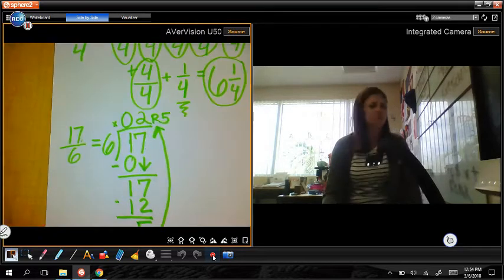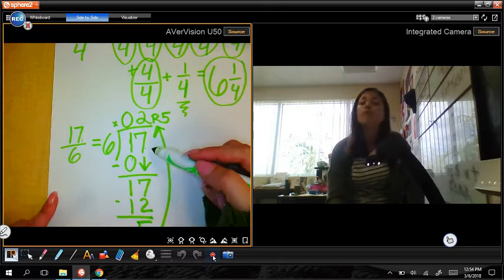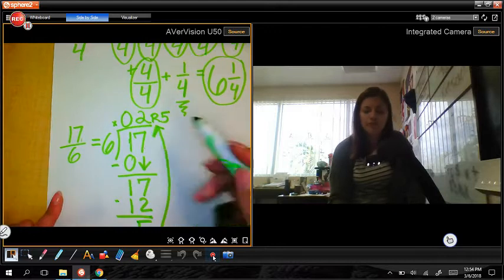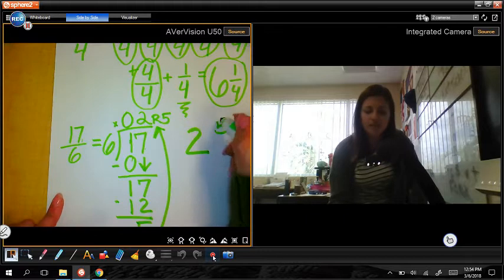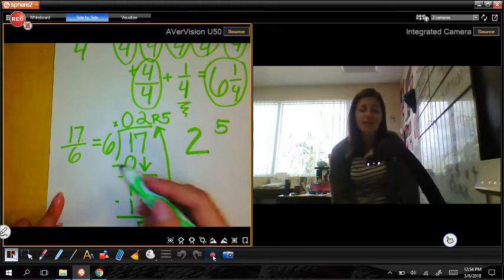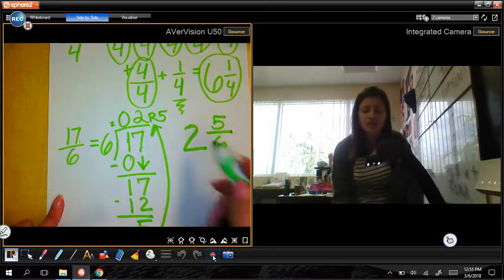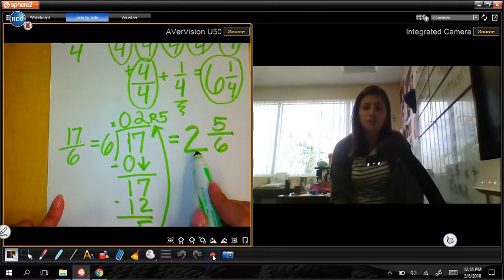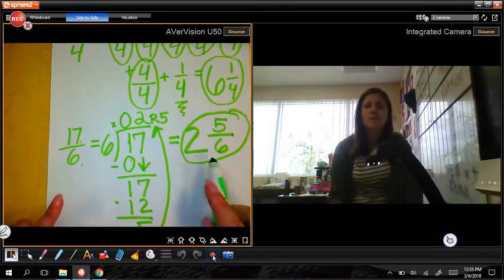But wait, that's not a fraction. We need to make sure our number is in a fraction form at the end. So I need to put this into my mixed number fraction form. So if my quotient is 2, that means I have 2 wholes, and my remainder is 5. So I have 5 as my numerator. Then the denominator, I always keep the same. So this denominator of 6 is going to stay a denominator of 6. So my 2 remainder 5 turns into 2 wholes with 5 over 6 left over. So that will be my mixed number.